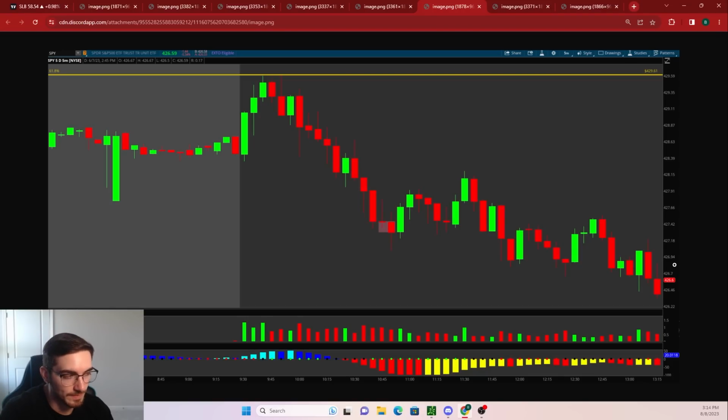Unfortunately, didn't catch all of that, but that is okay. But either way, you can see the risk was very limited. Price action did confirm at the area of interest, and we were able to catch a nice move to the downside.